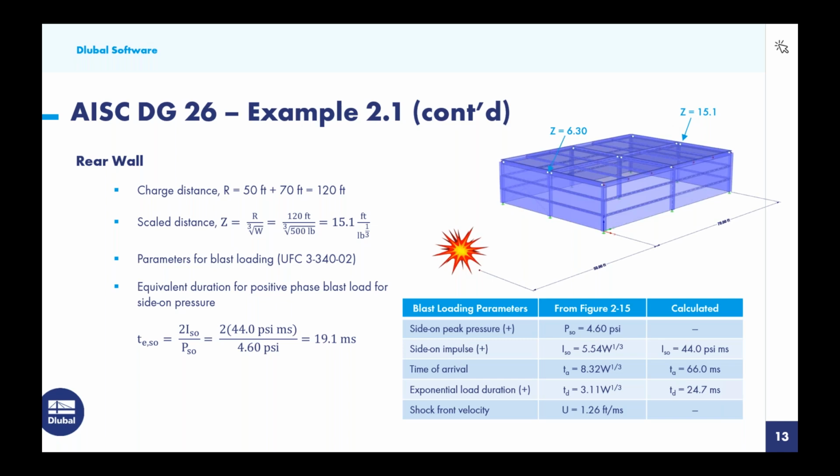So once again, we refer back to the UFC document, figure 2-15. We take a look at Z equal to 15.1, and here is a summary of all of our parameters. Now, you'll notice that I only listed here the side-on peak pressure and the side-on impulse rather than reflected. This blast load is going to sweep over the rear wall. We don't have any type of reflected load occurring here, so that higher magnitude is not of interest to us. Now, we do need to calculate that equivalent duration for the positive phase blast load. And again, we run this calculation with 2I over P using this data here with our new Z value, and we get 19.1 milliseconds.